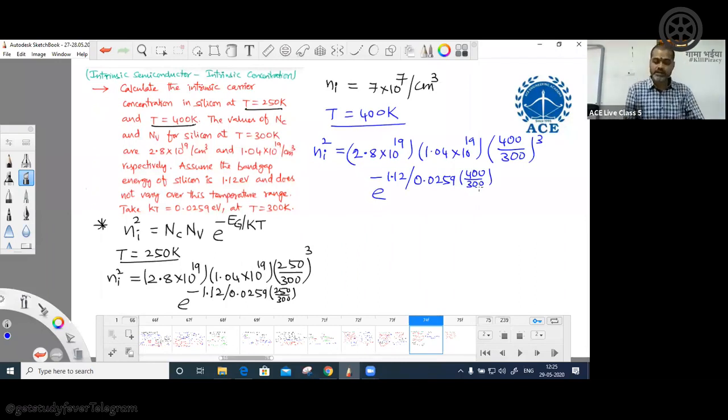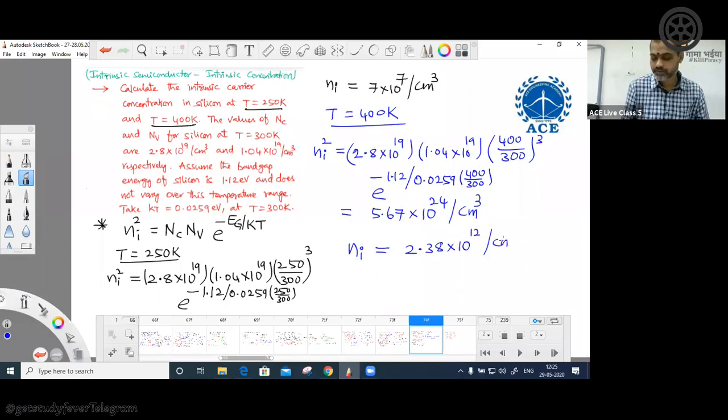So you calculate, this will give 5.67 into 10 power 24 per centimeter. Ni square is this, and get Ni from this, which is 2.38 into 10 power 12 per centimeter. Okay, am I clear? So this is the answer for Ni at 250 K. This is for 400 K.